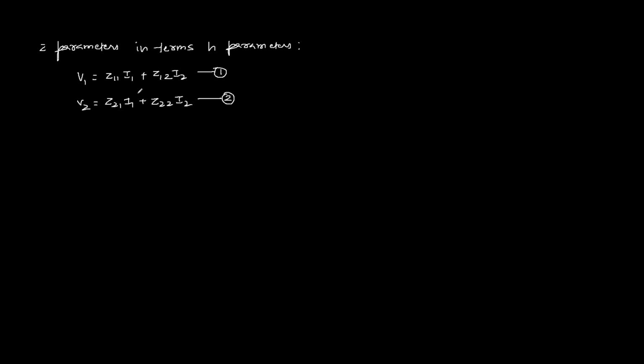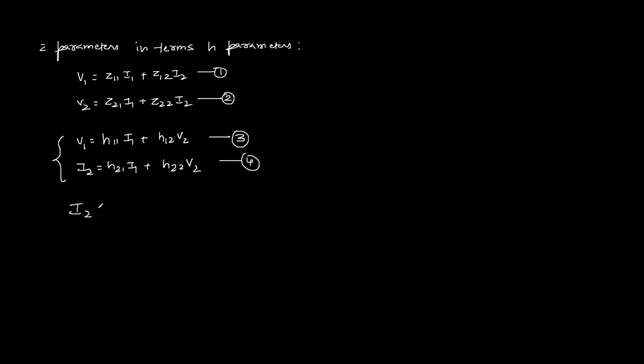Similarly, we have equations for H parameters. V1 equal to H11 I1 plus H12 V2, and I2 is H21 I1 plus H22 V2. Now we have to write Z parameters in terms of H parameters. So we will modify equations 3 and 4 into the form of 1 and 2. We can see that in equation 2 we have V2, I1 and I2, and in equation 4 we have V2, I1 and I2. So we will just reshuffle equation 4 to write it in the form of equation 2.